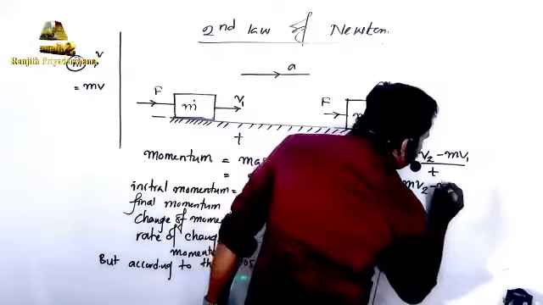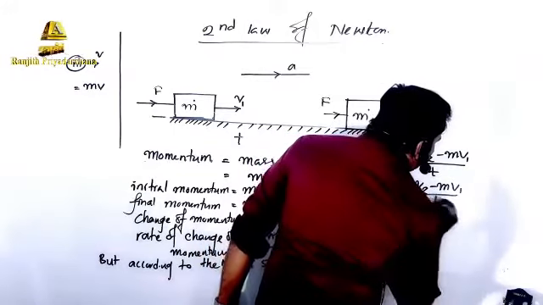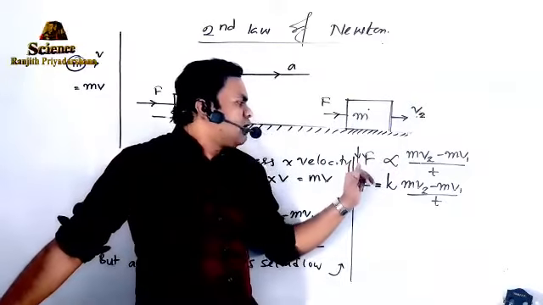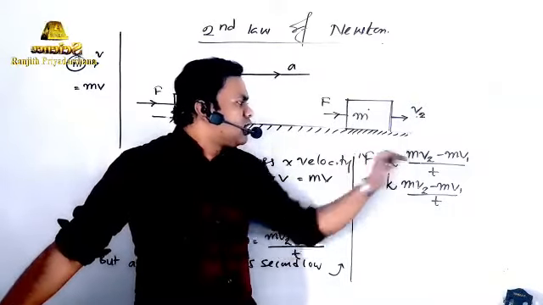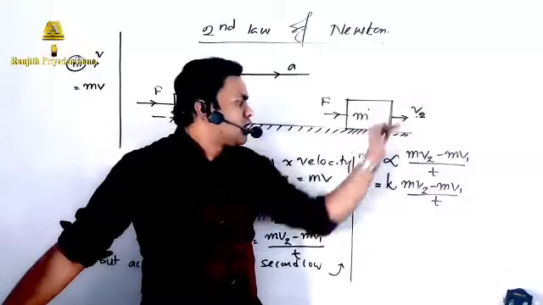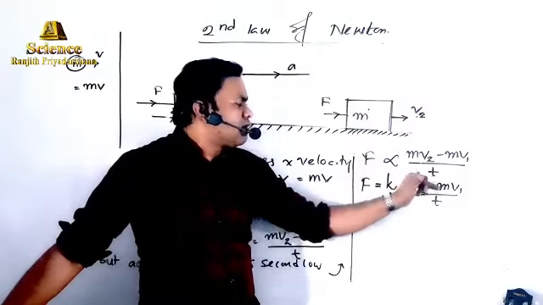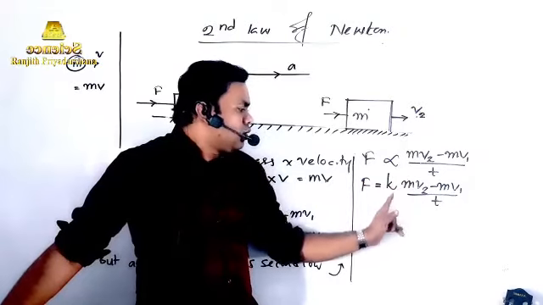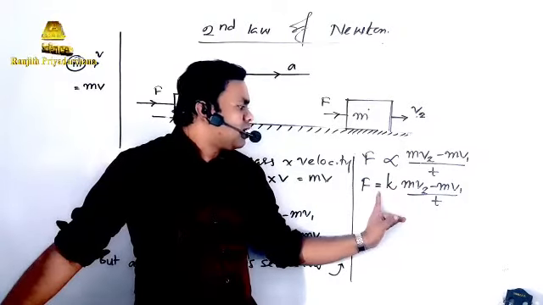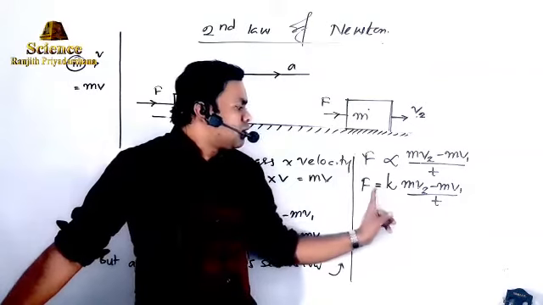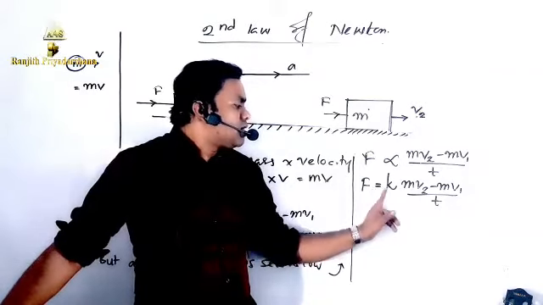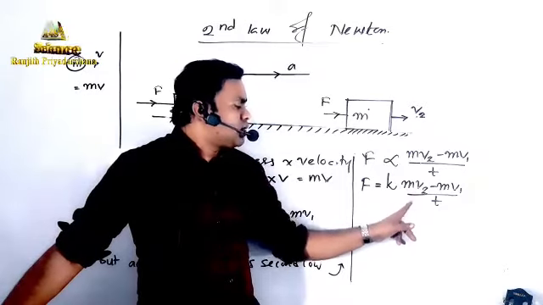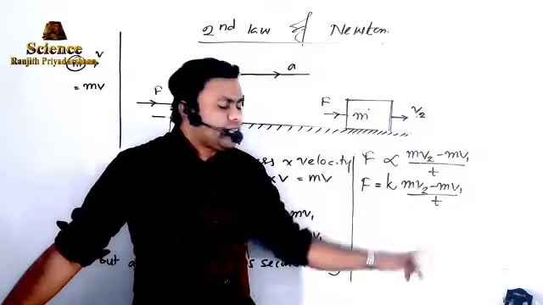mv2 subtraction mv1 over t. Directly proportional means when you increase one variable, the other variable also increases. When you decrease one variable, the other variable also decreases. If you find by how many times, you can equalize them. So external unbalanced force is k times a constant, a constant times mv2 subtraction mv1 upon t.